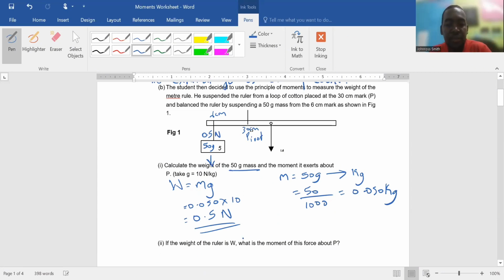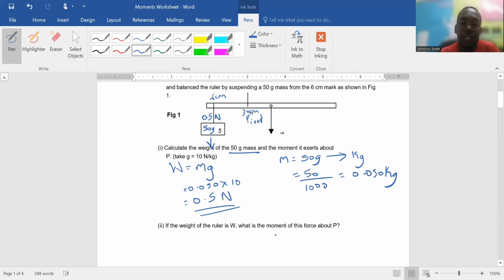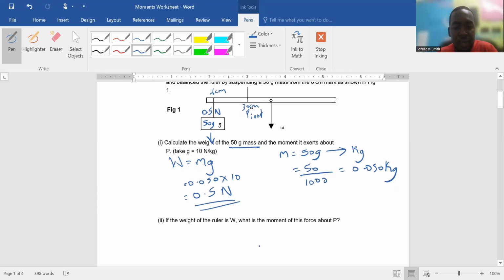The next part says, if the weight of the ruler is W, what is the moment of this force about point P? The first thing is to write our formula: moments is equal to force multiplied by its distance away from the pivot point. We don't know the moment, right? They say the force is W, so we're going to replace F with W, and then its distance away from the pivot point, right? Which is that to this.